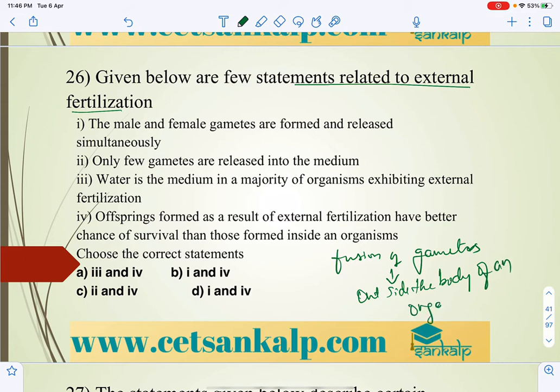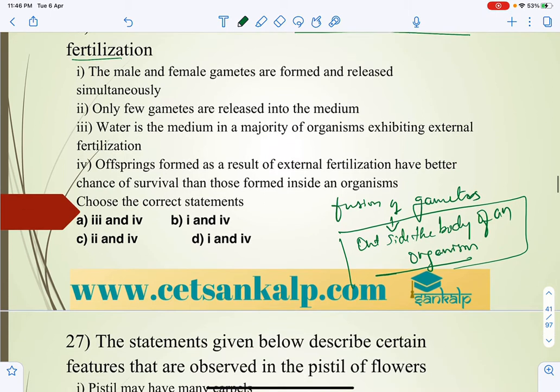Outside the body of an organism. So here, a very interesting thing: whenever there is external fertilization, some individuals are going to utilize an external medium. The medium will be water. But sometimes organisms use an external medium without showing external fertilization, just to transfer their gametes, right?